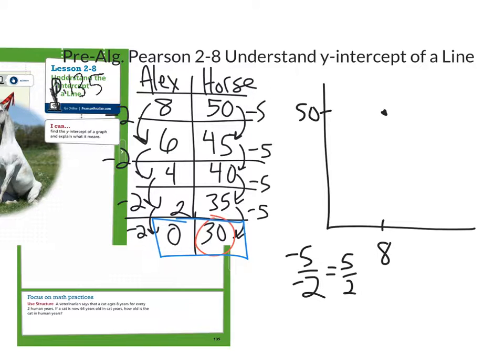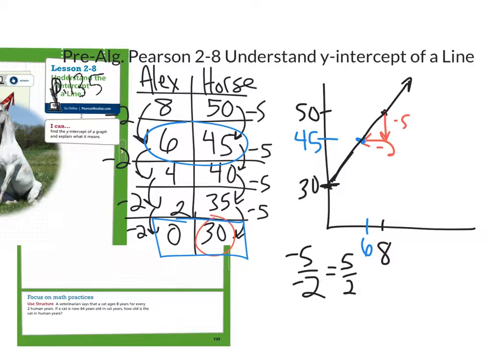So it's a little bit complicated maybe to think about, but down 5 and to the left 2, and then that would take us to this point (6, 45) like we had here, and then we can just keep doing that. It's technically a positive slope, but we're kind of working backwards, so that would eventually get us to that point (0, 30).